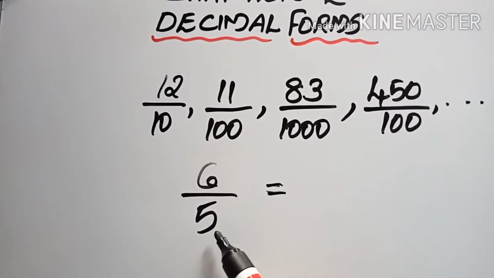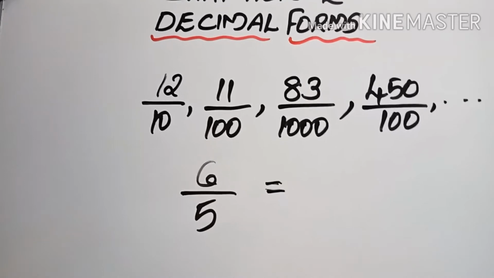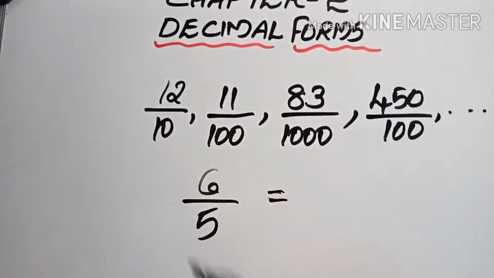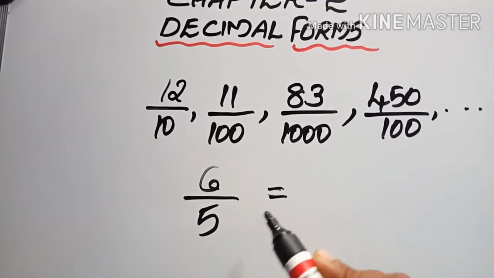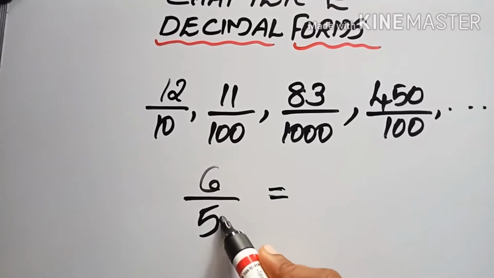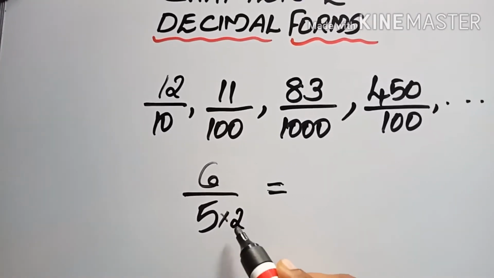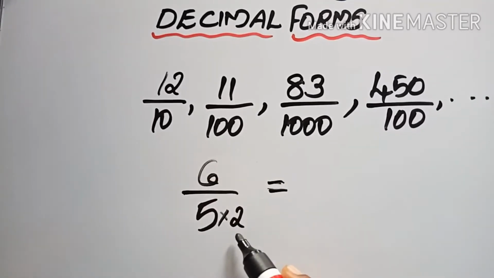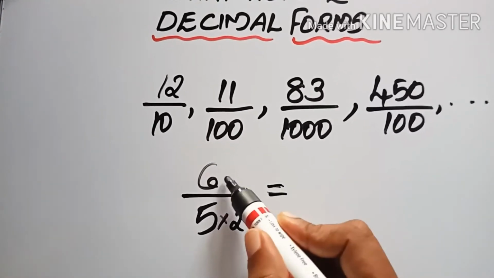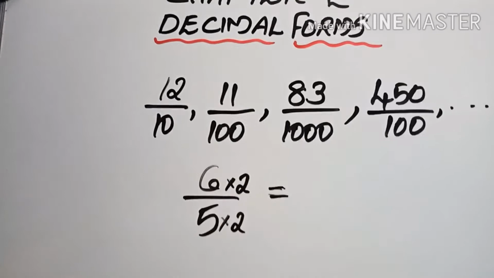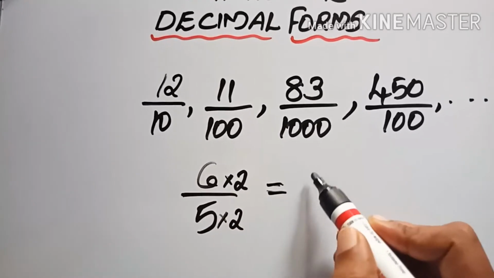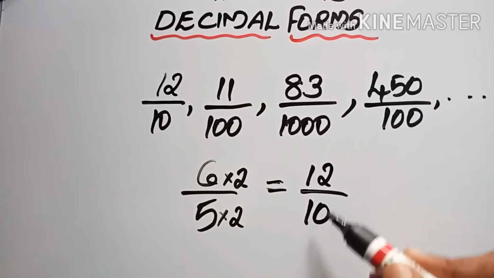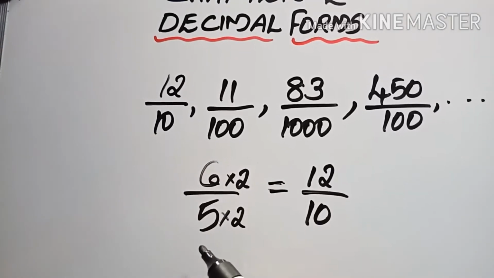By multiplying with which number will we get 10 or 100? Let's take it as 10. How can we convert this 5 to 10? 5 into which number is 10? 5 into 2 is 10. So by multiplying 5 with 2, we get the denominator as 10. But multiplying the denominator by 2 means the numerator must also be multiplied by 2. So the answer will be 6 into 2, 12, by 5 into 2, 10. So 12 by 10 is an equal fraction of 6 by 5.